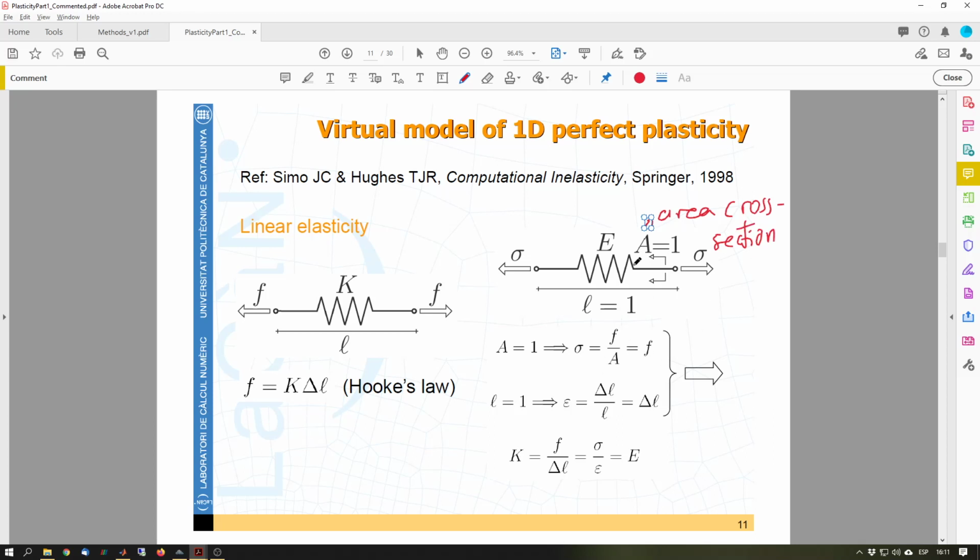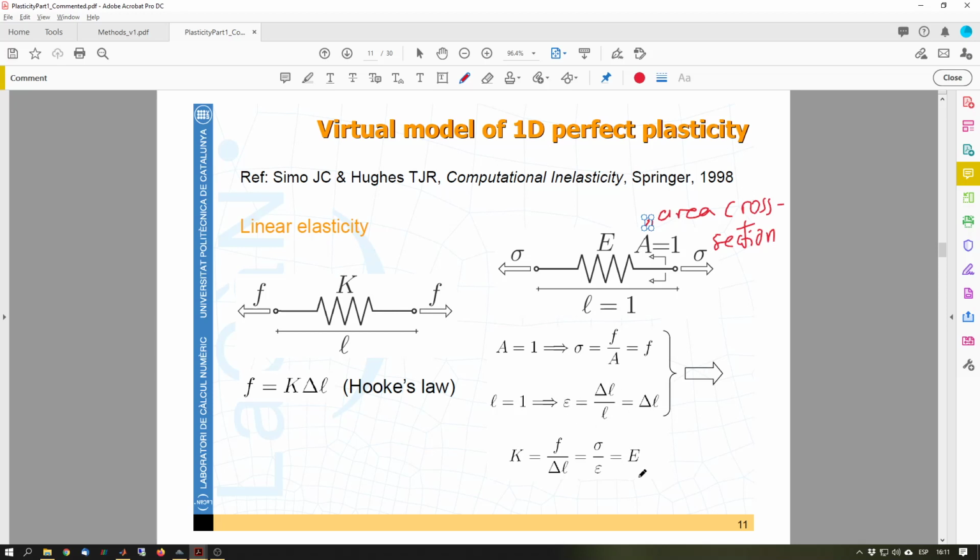Okay, so we have this cross section, and the stress is the force per unit of surface. If we take a spring that has a cross section equal to unit, we can identify the stresses as the forces. So we think of that spring similarly to what we have in continua, in fact, with a cross section equal to 1.